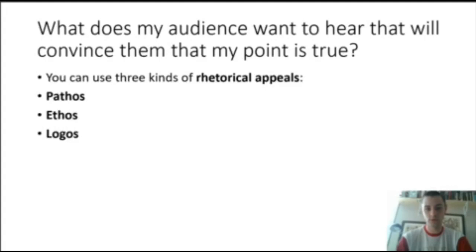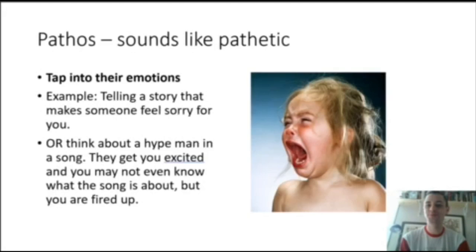First one, pathos. Sounds like pathetic, oh, you're so pathetic because you're so emotional all the time. This one is when you tap into the emotions of your audience. So you tell a story, you use part of your past, you choose diction that is going to trigger some emotional response. For example, you tell a story that makes somebody feel sorry for you.